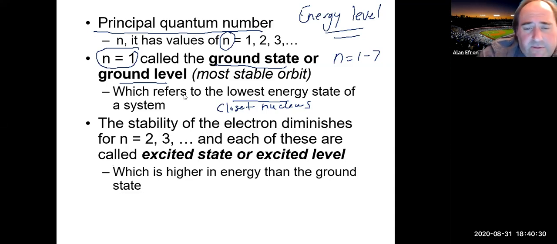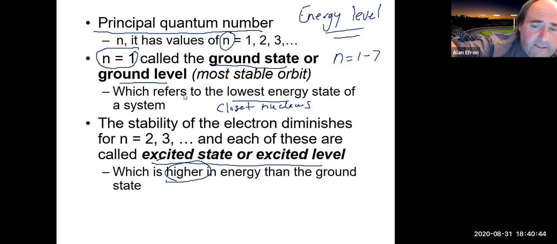Anything above N equals 1, N equals 2, 3, 4, all the way to 7, these are sometimes referred to as excited states of energy. And these are higher in energy. They are also further away from the nucleus. So an electron in the 7th energy level is way farther in energy, or distance, from an electron that's in the 1st energy level, which is closer to the nucleus.